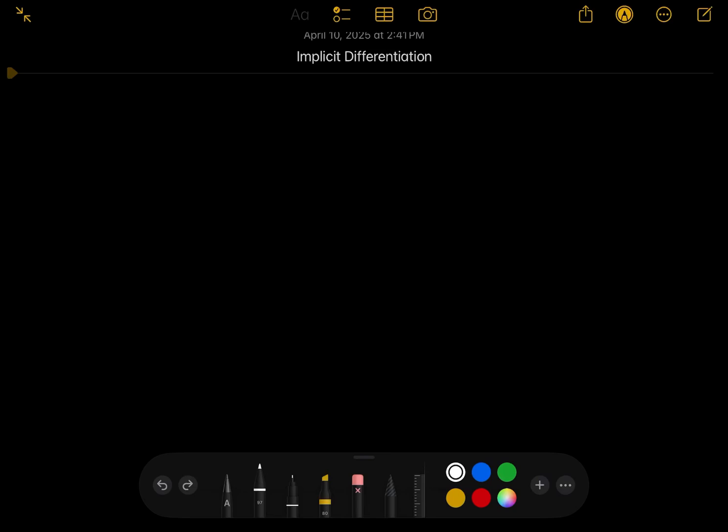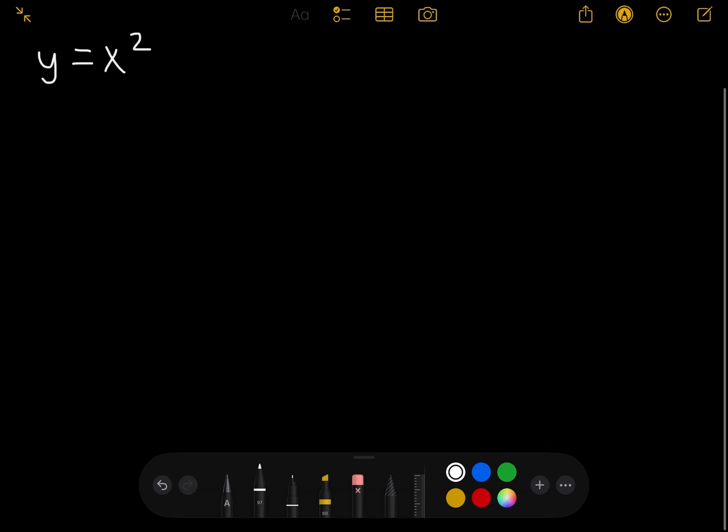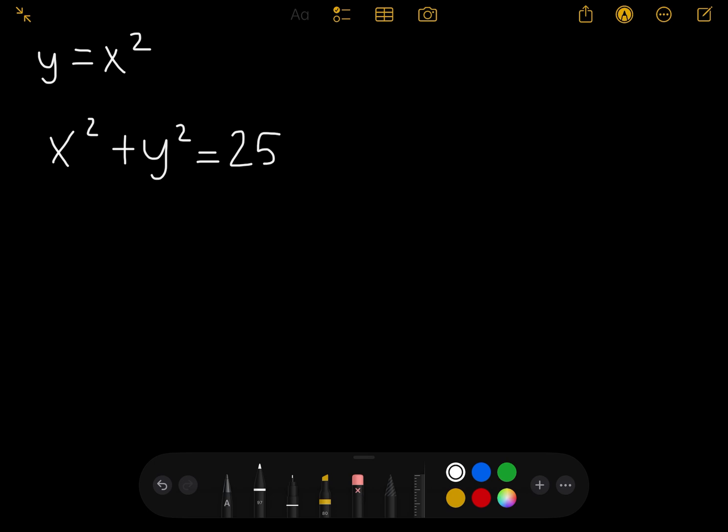Hey guys, today I'm going to teach you how to do implicit differentiation. You'll use implicit differentiation anytime you can't easily solve for y. So normally in calculus we're used to equations where y is all by itself, but there are cases where y is in the equation itself and we can't easily solve for y, so that's where implicit differentiation comes in.